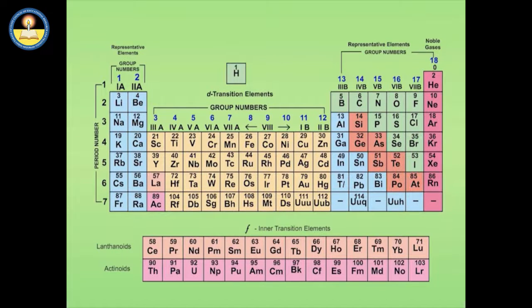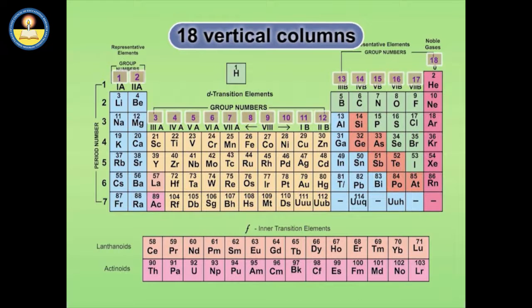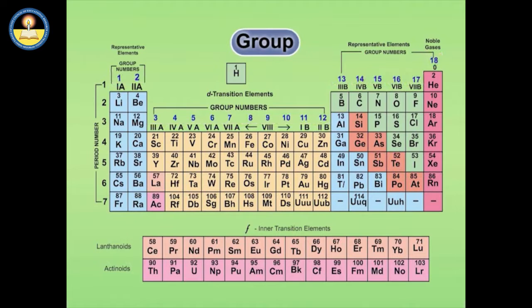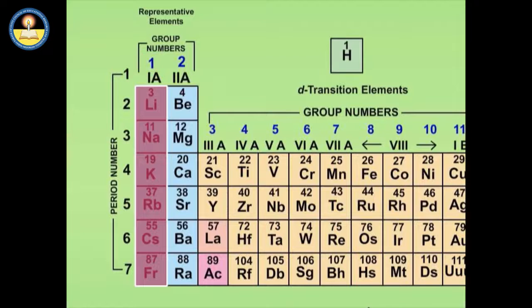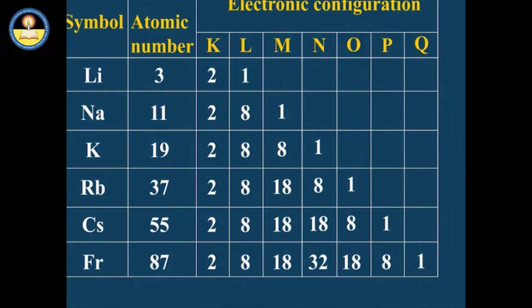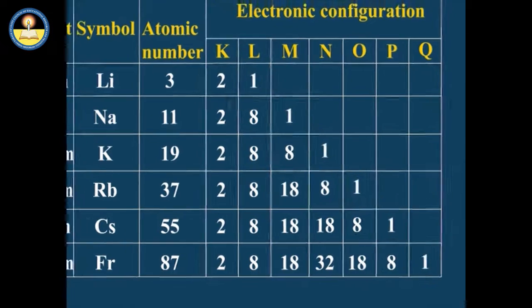Let's discuss them one by one. The long form of the periodic table consists of 18 vertical columns or groups. These are denoted as 1A, 2A, 3A, 4A, 5A, 6A, 7A, three columns of 8, 1B, 2B, 3B, 4B, 5B, 6B, 7B, and 0. The group number of each group is mentioned above it. Each group consists of a number of elements having the same electronic configuration in the outermost shell or valence shell.